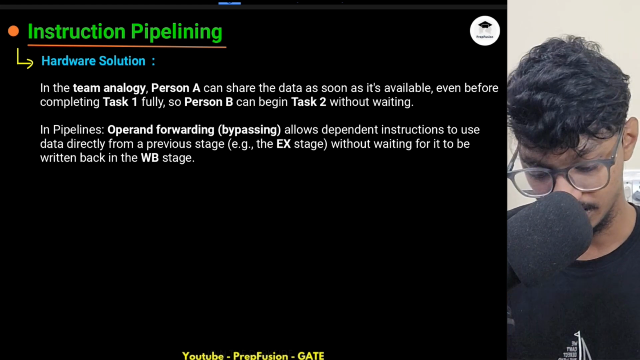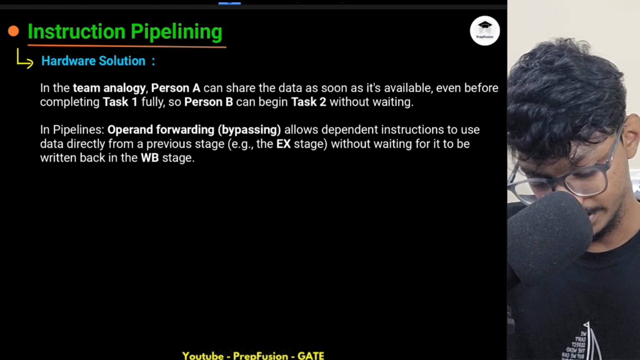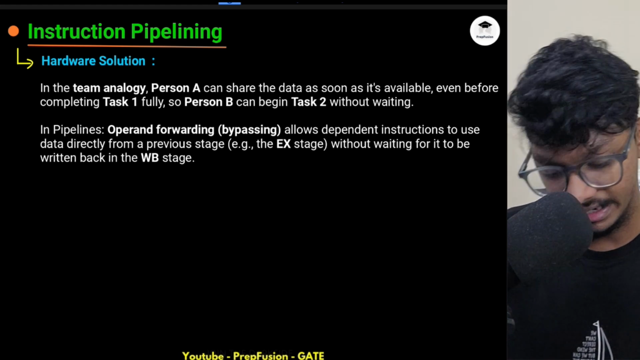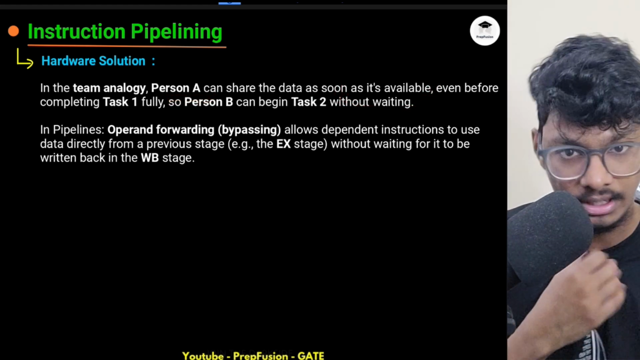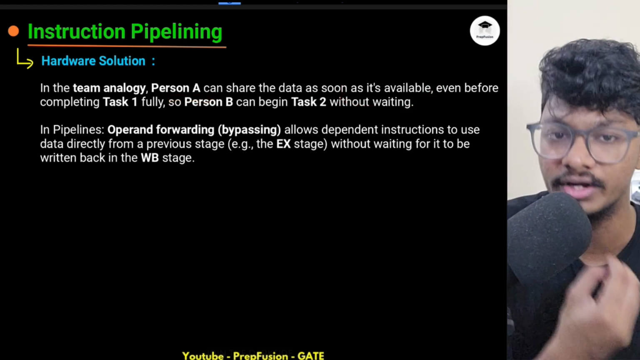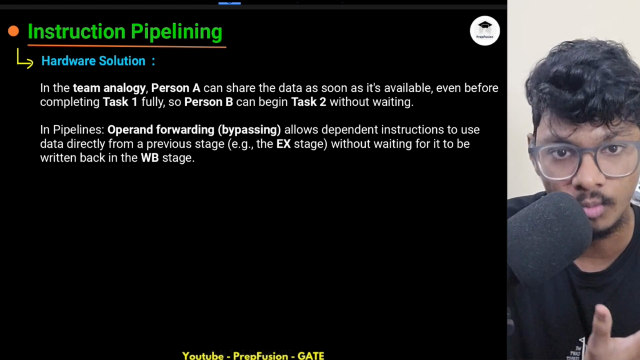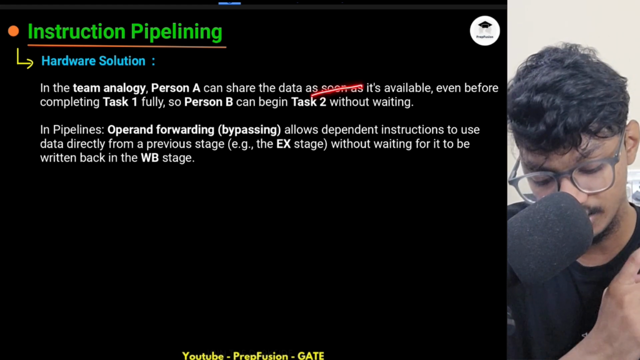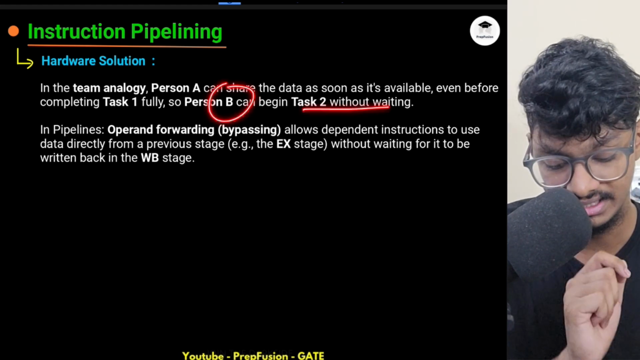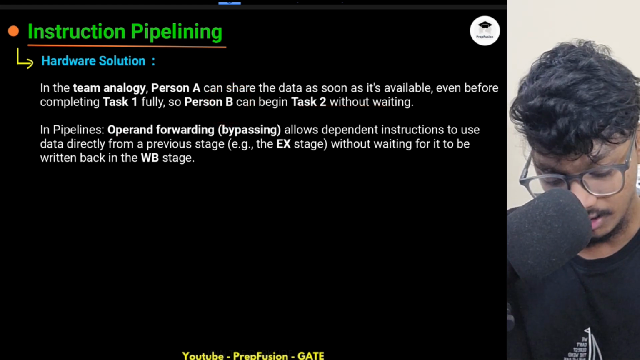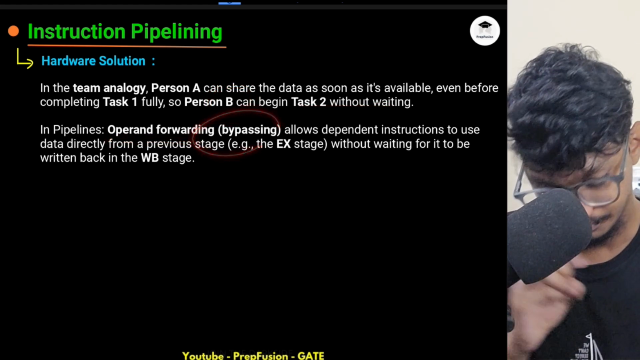So that is what forwarding, operand forwarding, means. In the team analogy, person A can share the data as soon as it's available. As soon as I complete building the amplifier, I don't wait for PPT creation, I don't wait for documentation, I don't wait for approval. I send it to person B for him to start his task. He can begin his task without waiting. So this is the concept of operand forwarding or bypassing.